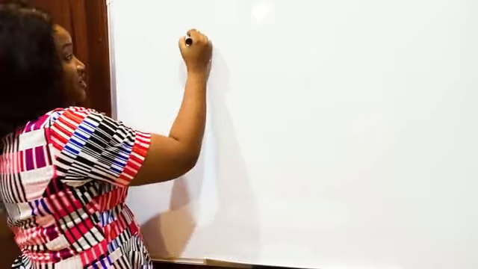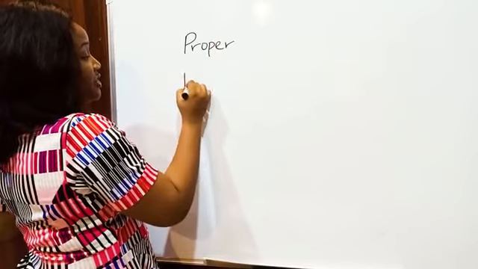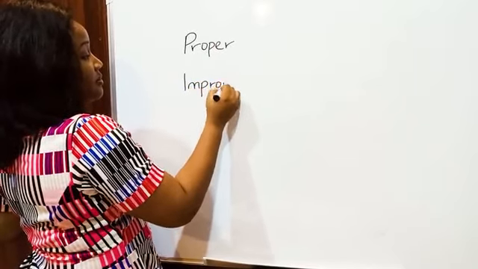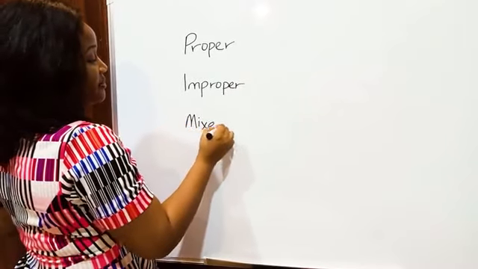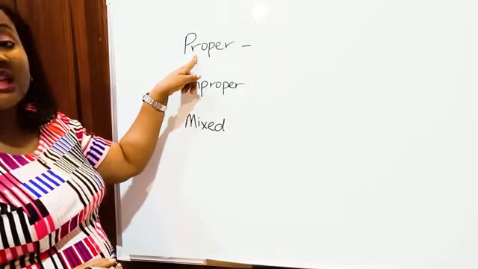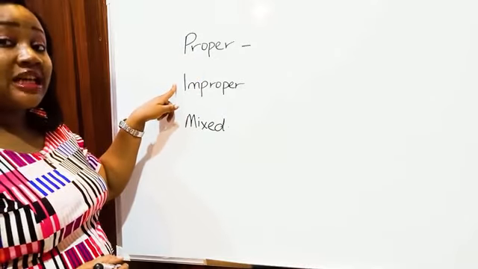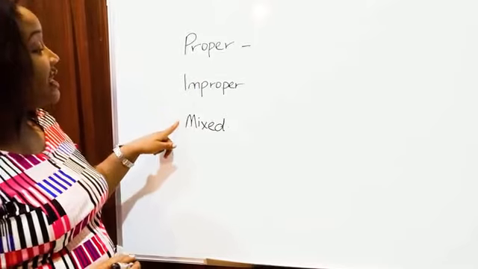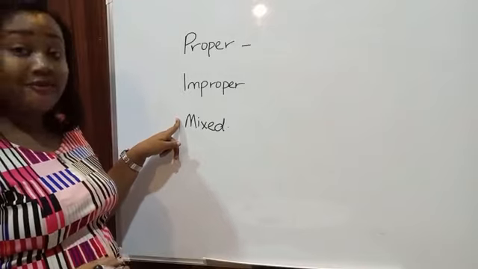Types of fraction. We have 3 types of fractions. We have proper fractions, we have improper fractions, and we have mixed fractions. For the proper fractions, the denominator is greater than the numerator. For the improper, the denominator is less than the numerator. Then the mixed fraction is where you have a mixture of whole numbers and proper fractions.